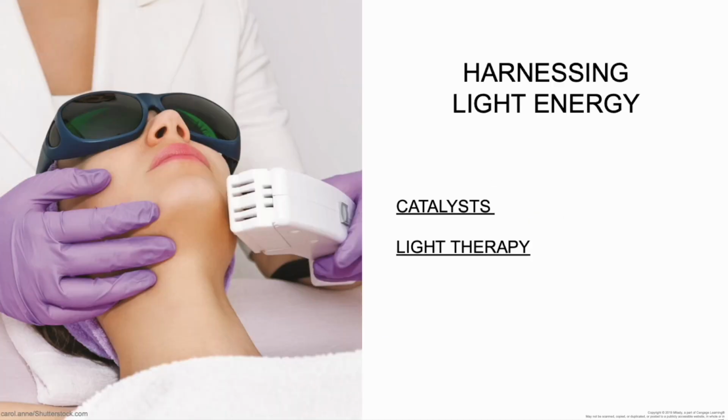Harnessing that light energy. So you have catalyst and light therapy. Catalysts are substances that speed up chemical reactions. Some catalysts use heat as energy sources, while others use light. Whatever the energy source, the catalyst absorbs the energy like a battery, and at the appropriate time passes that energy to the inhibitor, and the reaction begins.